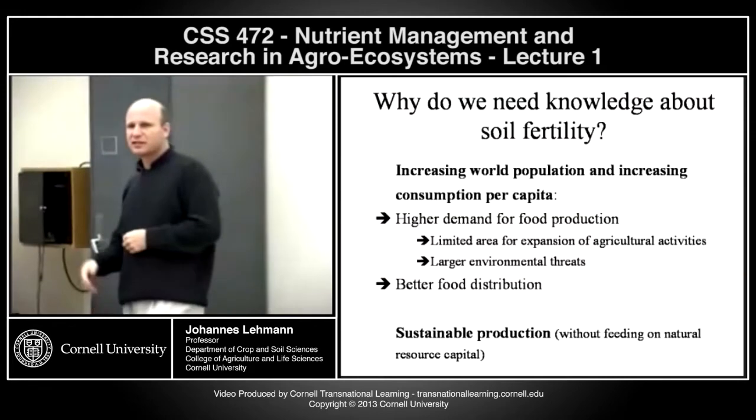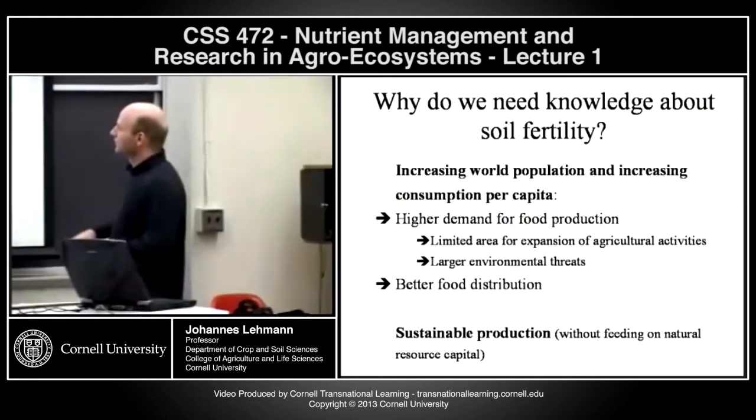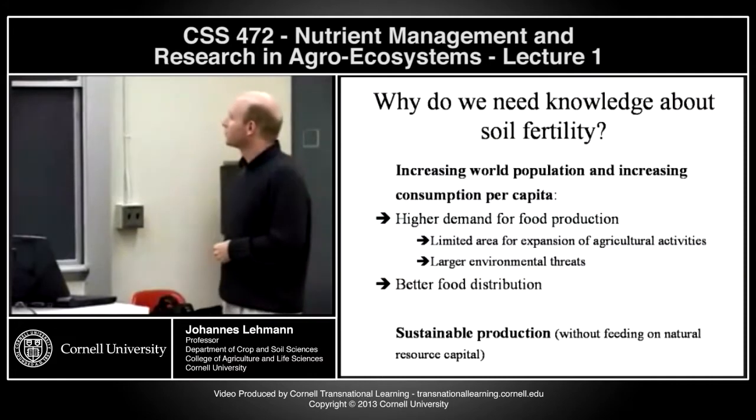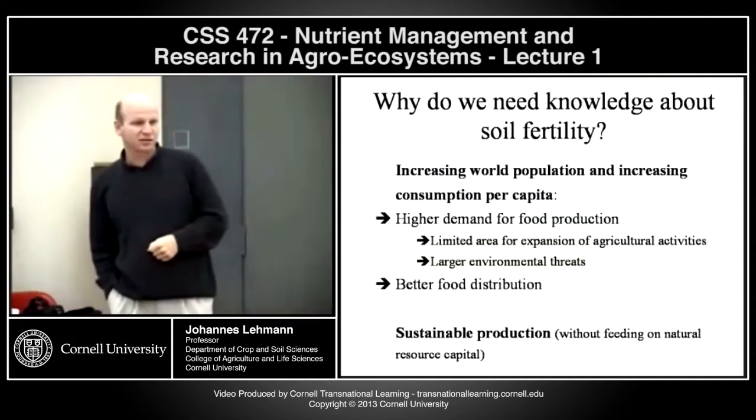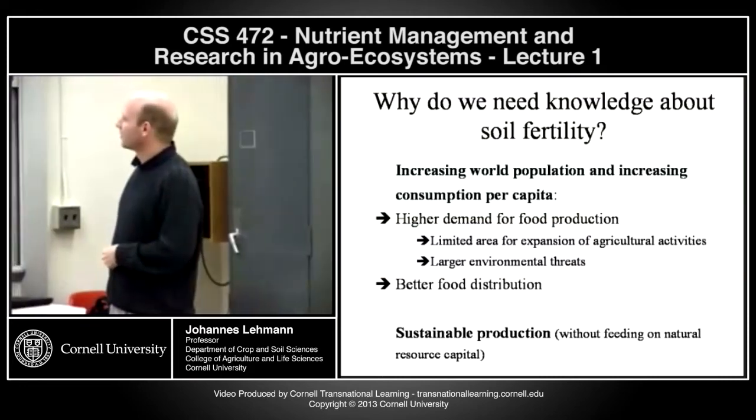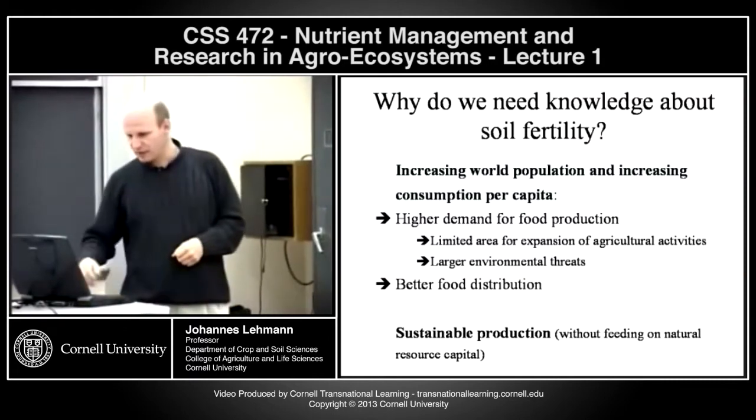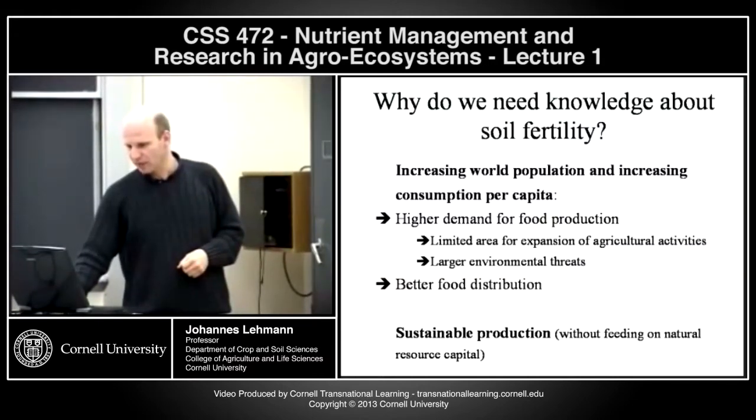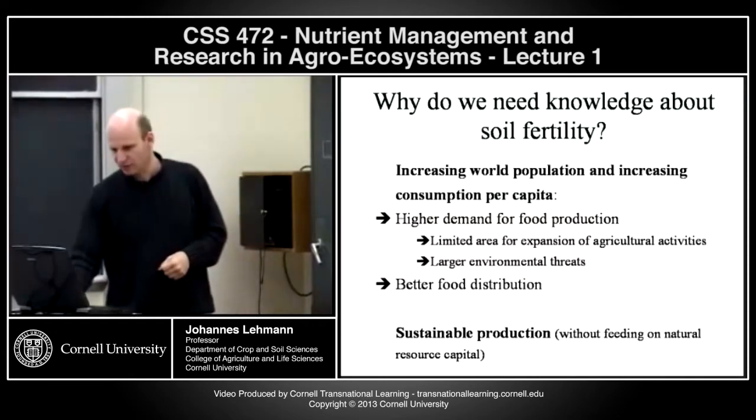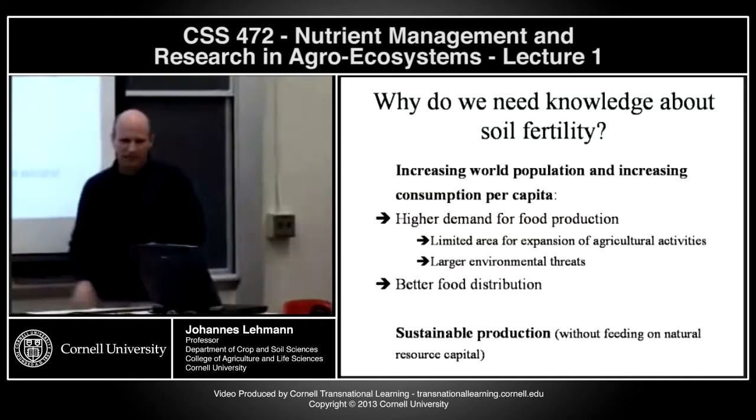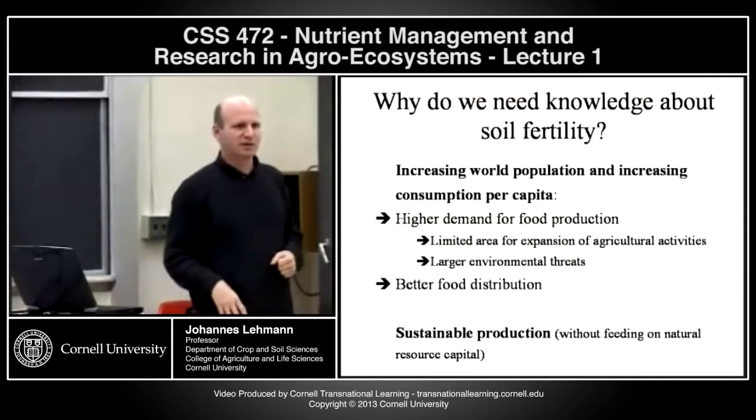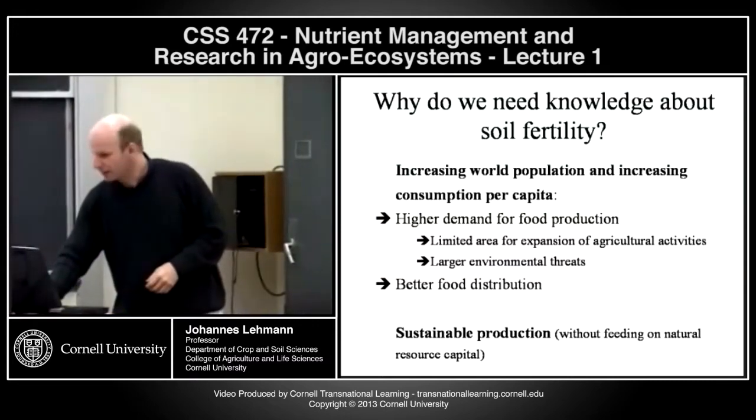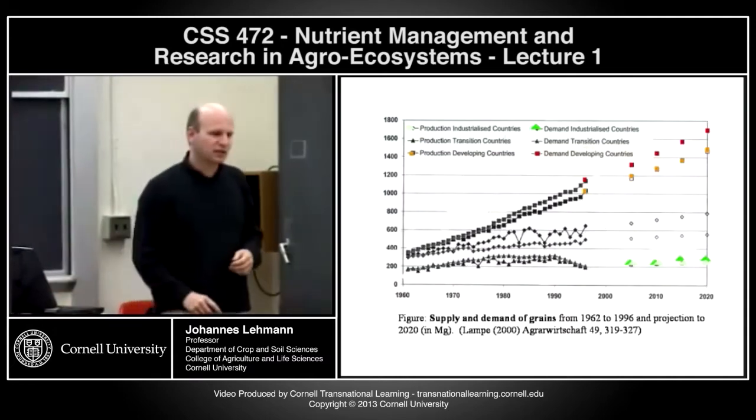Why do we care? Why do we need to know anything about nutrient management and soil fertility? There's really the huge demand now for increasing food production, because we have an increasing world population and an increasing demand of food per capita. There is a limited area for expansion of agricultural activities, and associated, especially in our areas, but increasingly also now in developing countries, large environmental threats that are associated with food production. We need definitely a better food distribution in the world. There are areas in the world that have very advanced agricultural practices and can produce a lot, whereas other areas are lagging behind. We need a sustainable production without feeding on the natural resource capital.